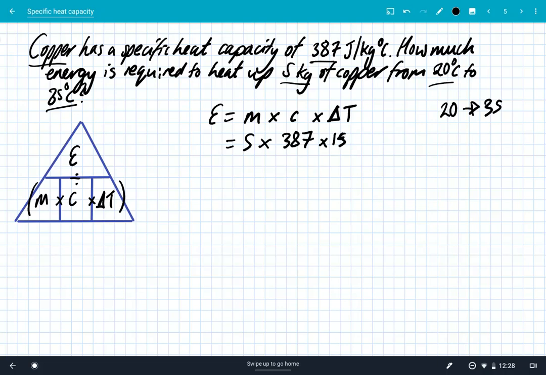And when we calculate that, we get a value of, sorry, 29,025 joules. I've written that incorrectly. So it's 29,025 joules. There we go, that's better. So that's how much energy it takes, which is quite a bit of energy.